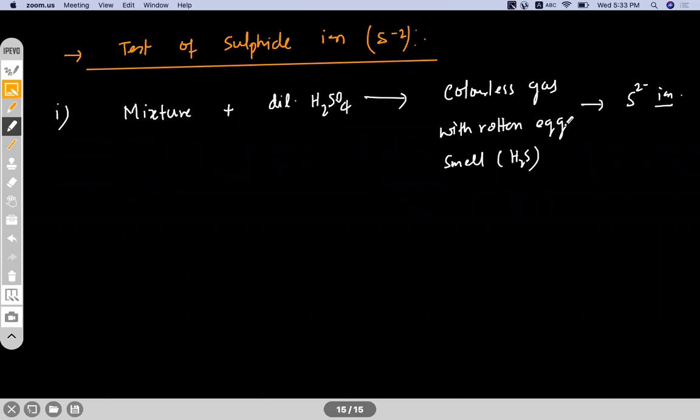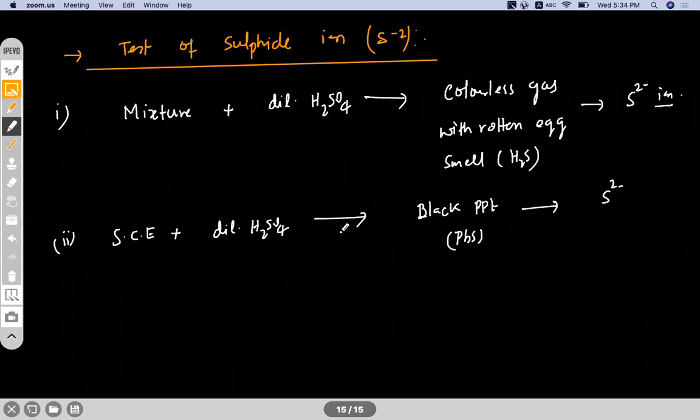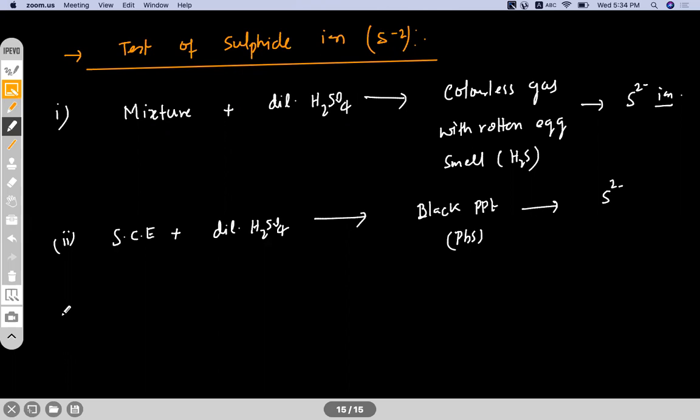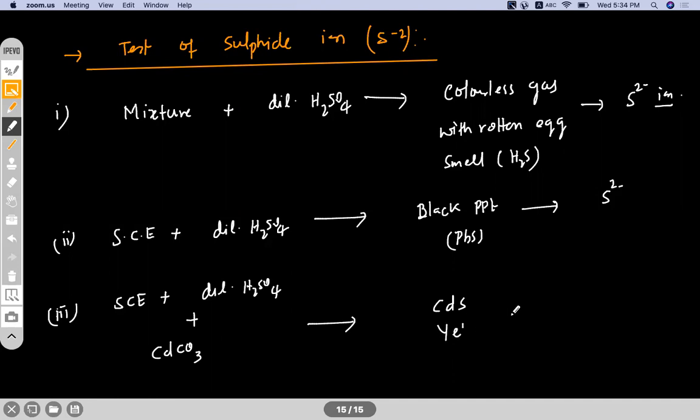We'll see the reaction also. Another method is: we take sodium carbonate extract, SCE, and add dilute H2SO4. This gives a black precipitate of PbS, lead sulfide, which confirms S2- again. If you take sodium carbonate extract, add dilute H2SO4, and along with this you also add CdCO3 solution, then we get CdS, cadmium sulfide, which is yellow in color. This confirms the presence of sulfide ion.